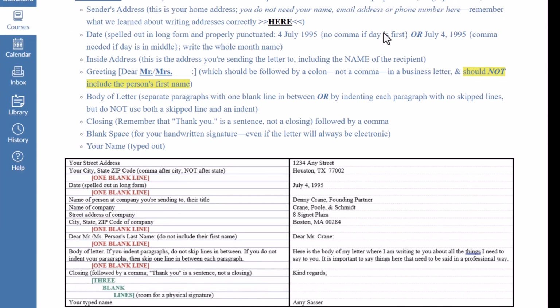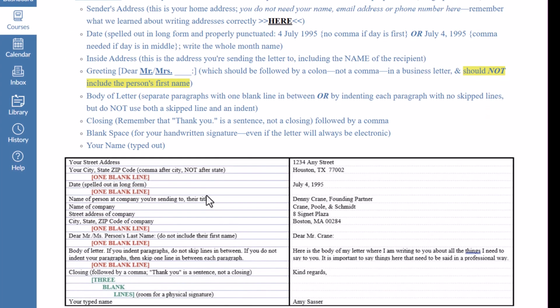As to the pieces and parts that you need to have in a business letter, you have to have a sender's address. This is you up at the top, and it's only your street address and your city, state, and zip code. Your name does not go up here, nor does your phone number or your email address. Then you're going to skip one line, and you're going to give me the date, all spelled out in long form. Don't put just the numbers.